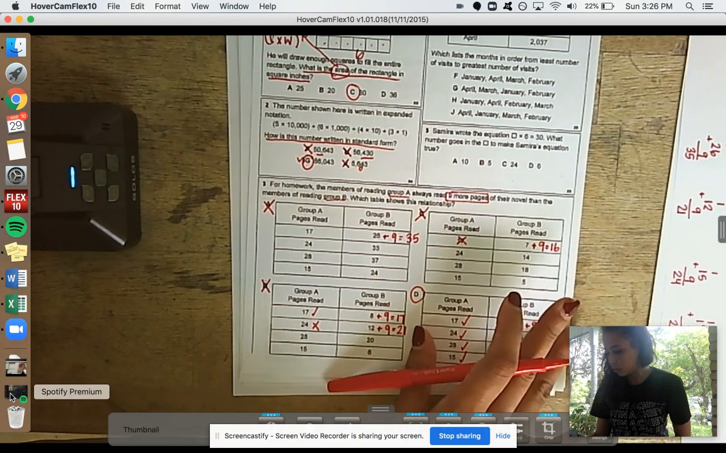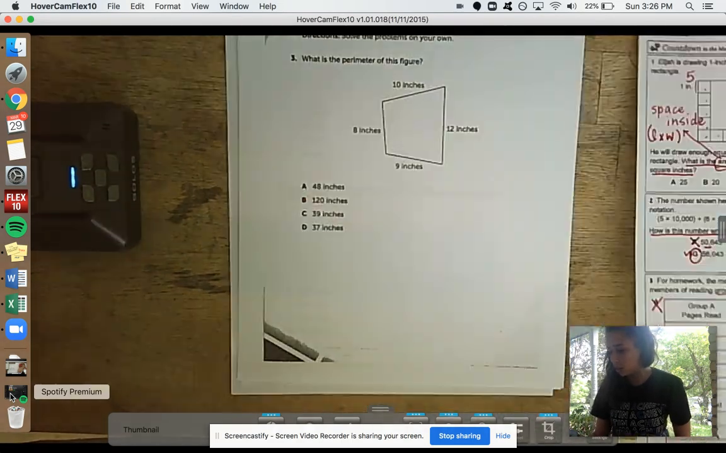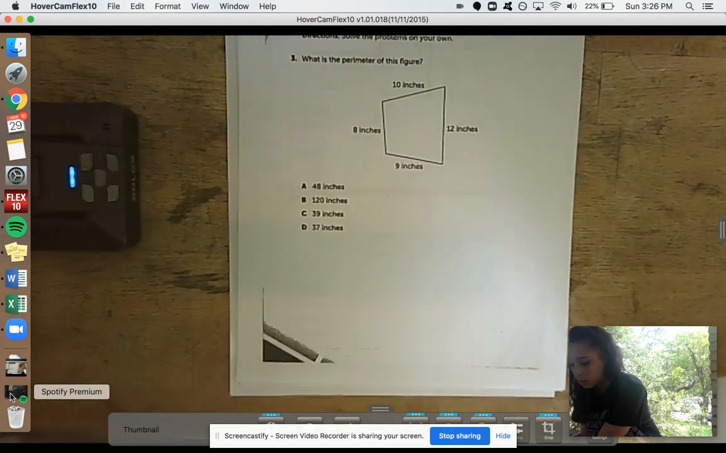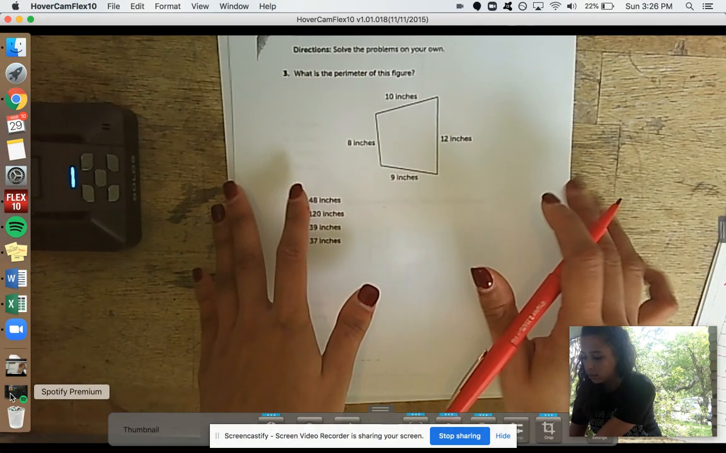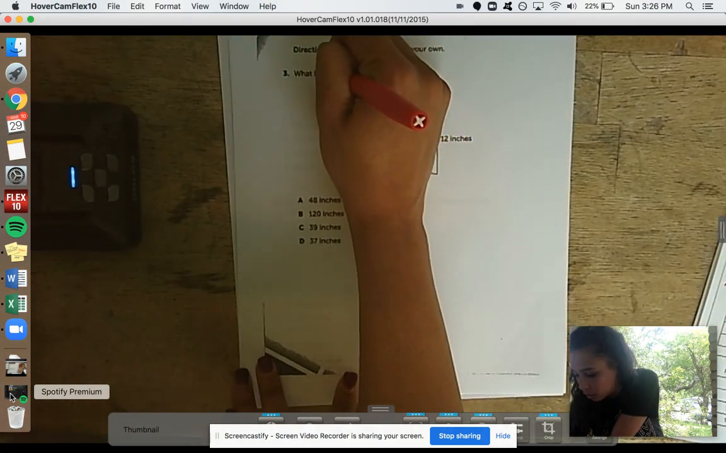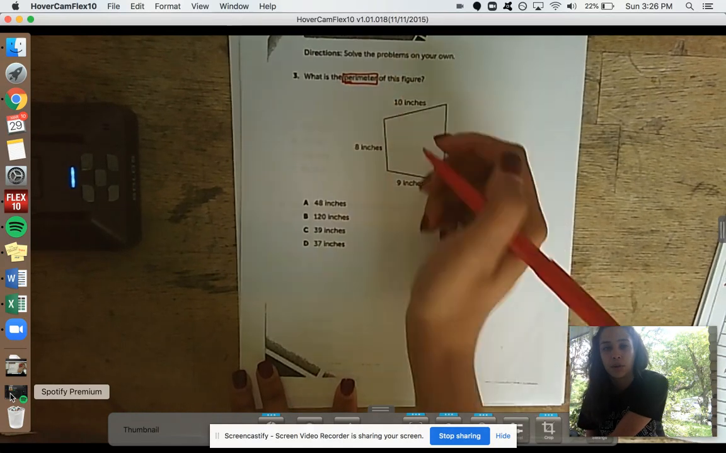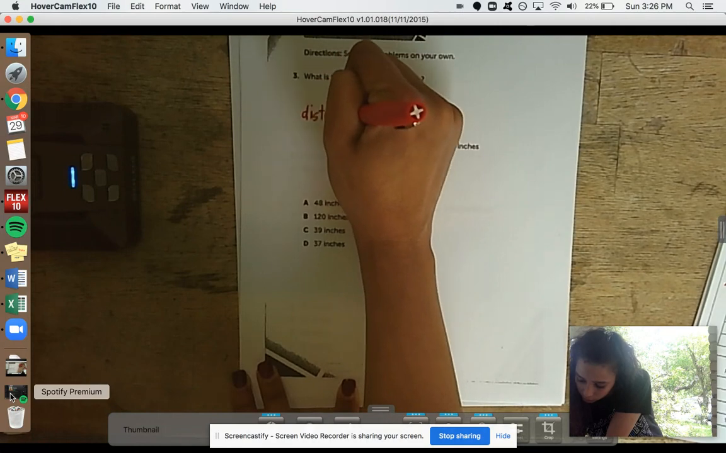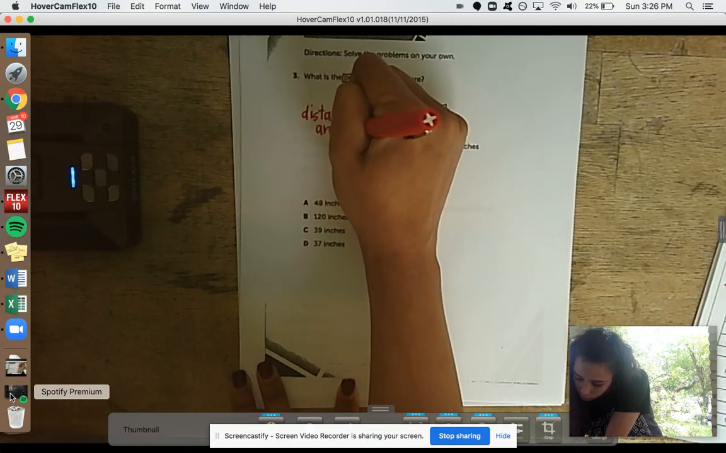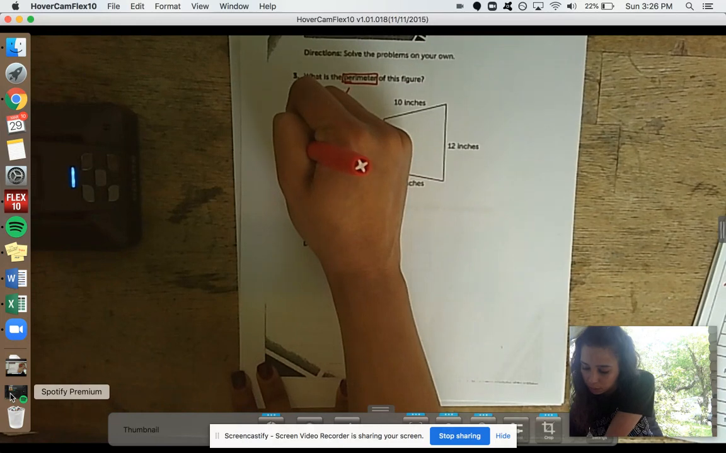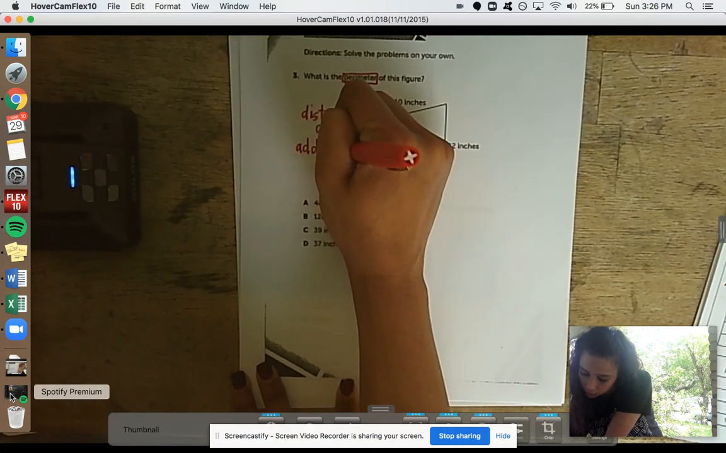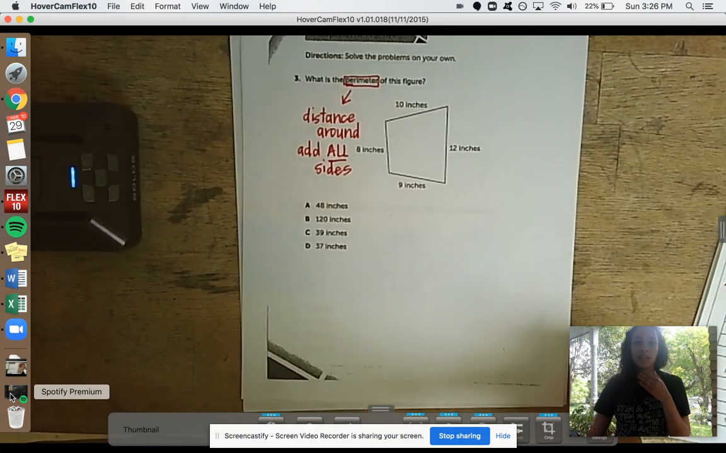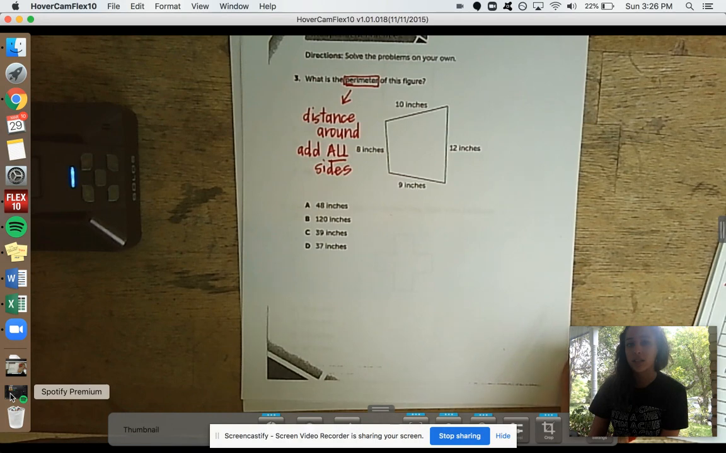I'm not going to go over number 4 and 5 now. So we're going to move on and look at the independent practice that you had to work on. On the first one, we're just doing basic perimeter. So the question says, what is the perimeter of this figure? I know when I look for perimeter, I'm looking for the distance around a shape. So I'm going to write that down, distance around. And the way I find the distance around the shape is by adding all of the sides. So I like to make a note to myself as I mark up the problem. I need to add all sides to find the perimeter of this shape.